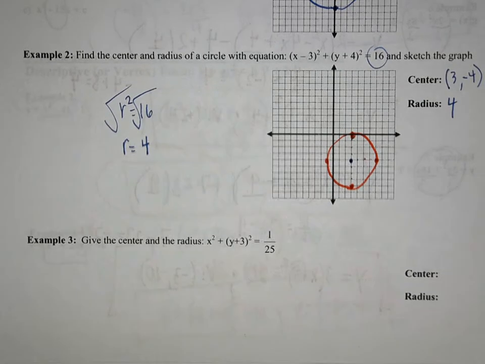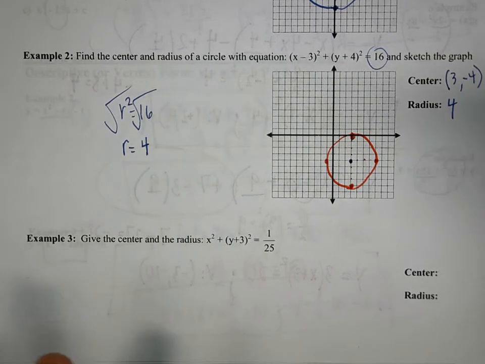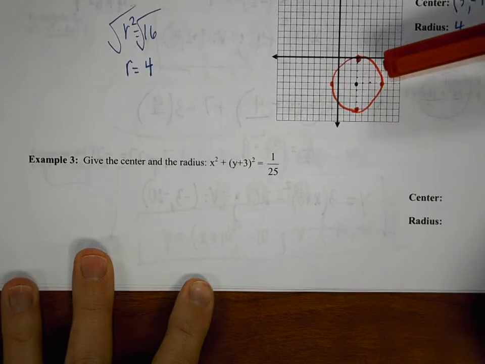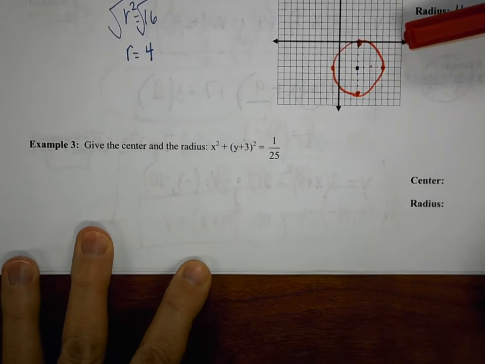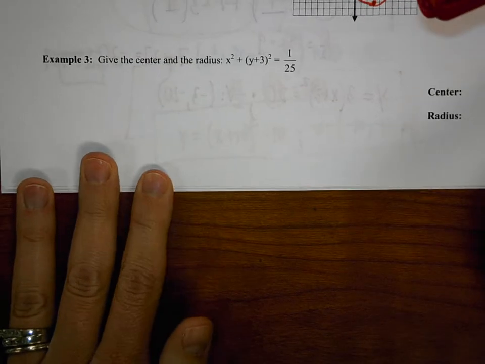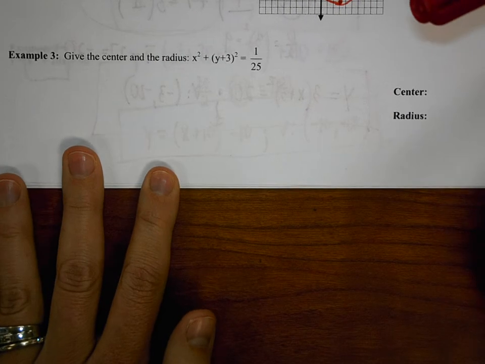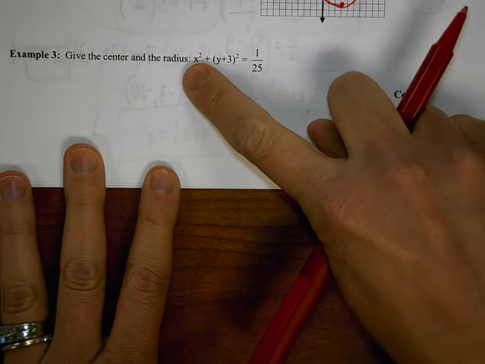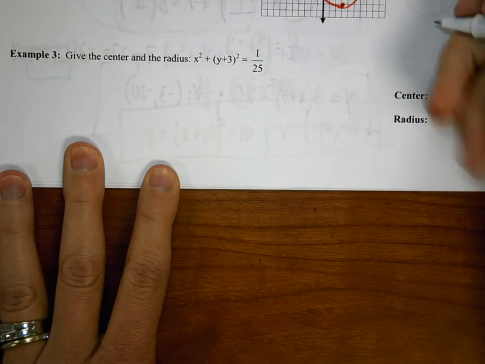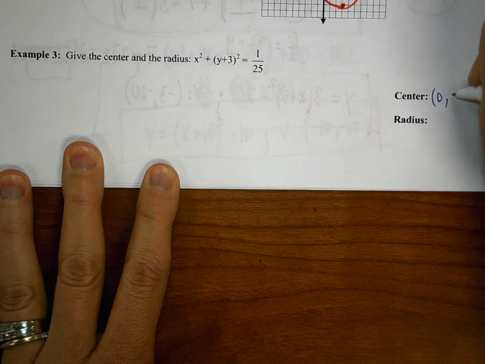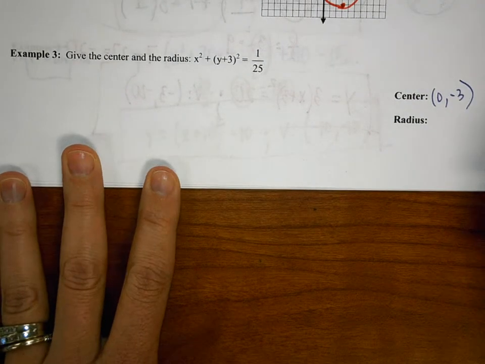Okay, example 3 is just asking you to give the center and the radius, but I'll talk about how you would graph this as well. Okay, for some of you this might be confusing at times. So what would my center be for the x part of my center? Very good, 0, and then the y value is negative 3.